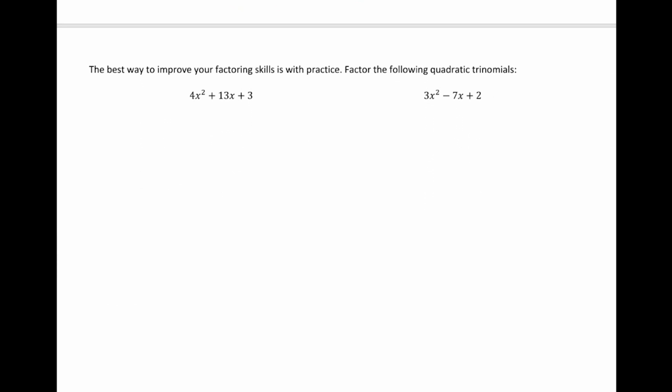All right, so let's start with the next one. 4x squared plus 13x plus 3. And we're going to use the X-box method. I've really grown to like this method more than factoring by grouping because, I don't know, I just feel like factoring by grouping has too many steps. And I feel like this is a little bit more straightforward.